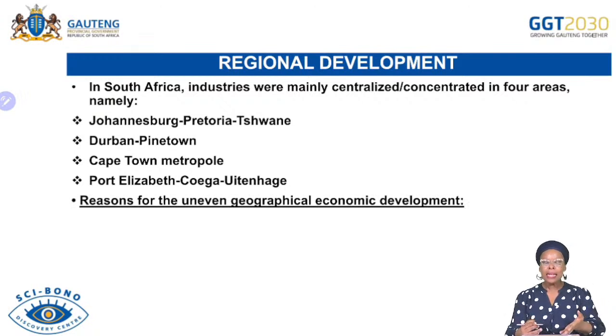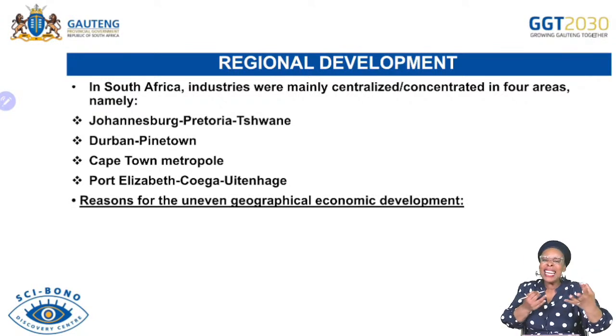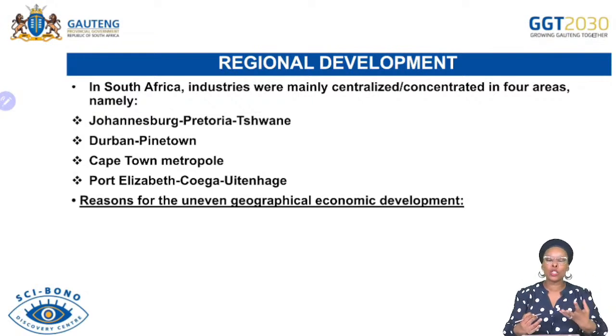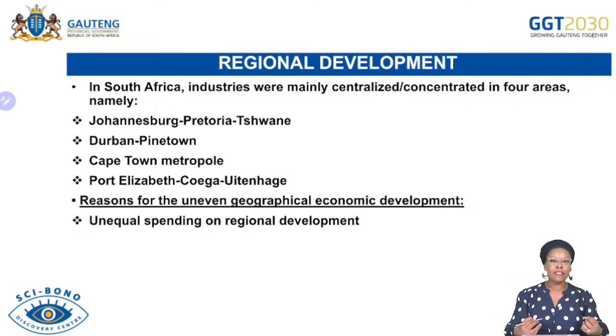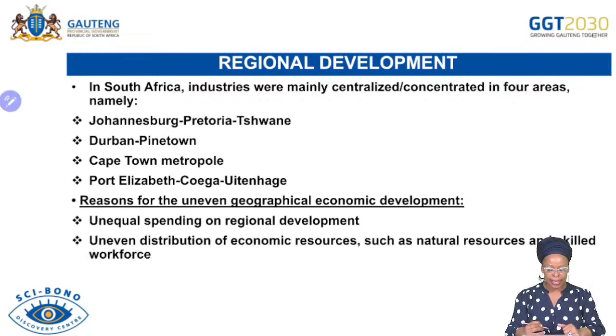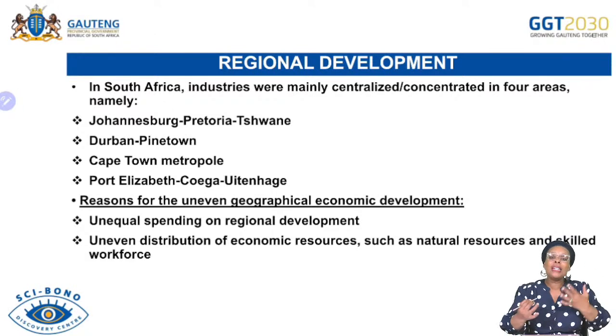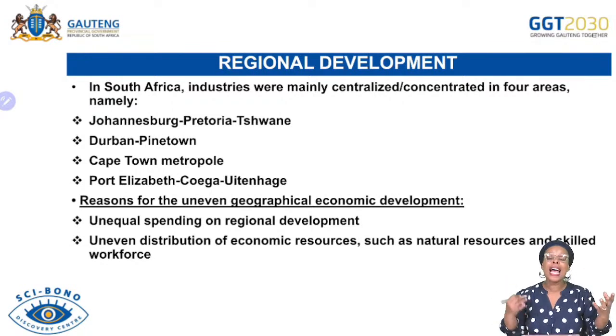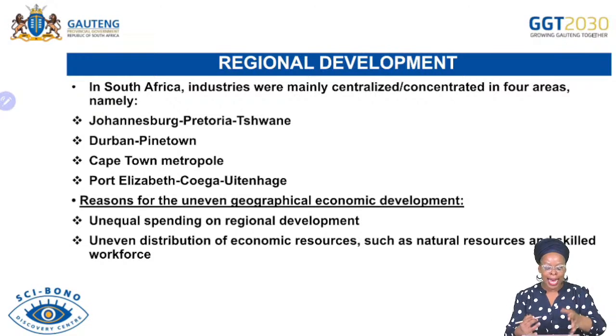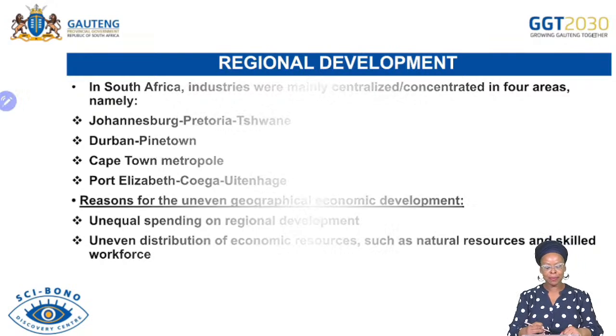Why do we have this uneven development of regions? Why only these 4 regions being developed? One reason was unequal spending on regional development. When the national budget was developed, more money was allocated to such regions. Another is the uneven distribution of natural resources across the regions and the shortage of skills across South Africa. That is what led to the 4 main regions being developed.